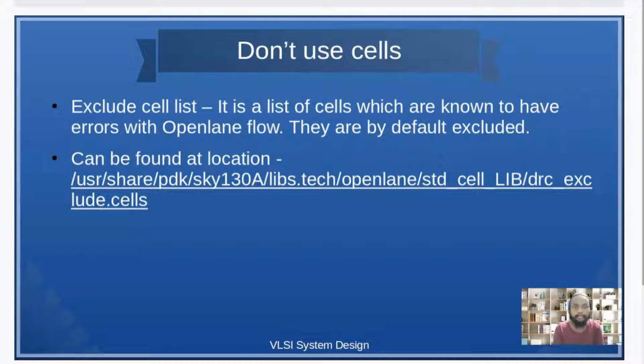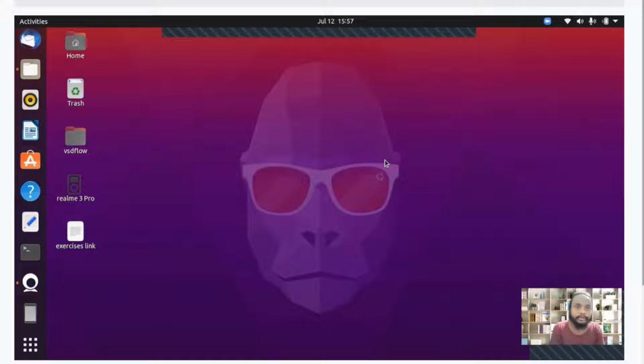Now we come to don't use cells. These are cells which are known to be problematic with OpenLane. So these are excluded from the OpenLane flow while preparing any design. We can, as per our convenience, add or remove cells from this list. It can be found at a location which is shown here. Now we have to proceed to the exercises.